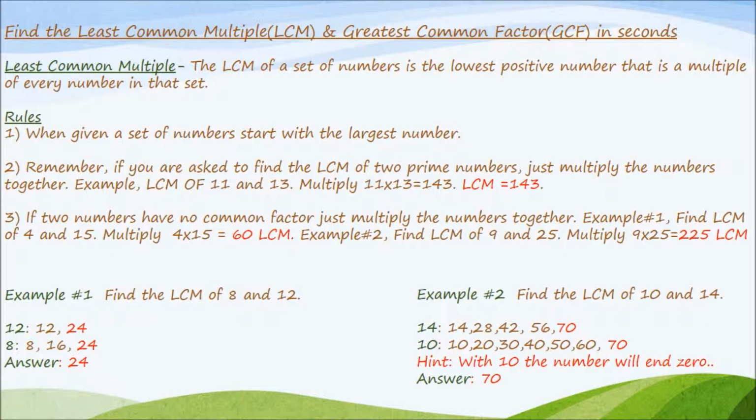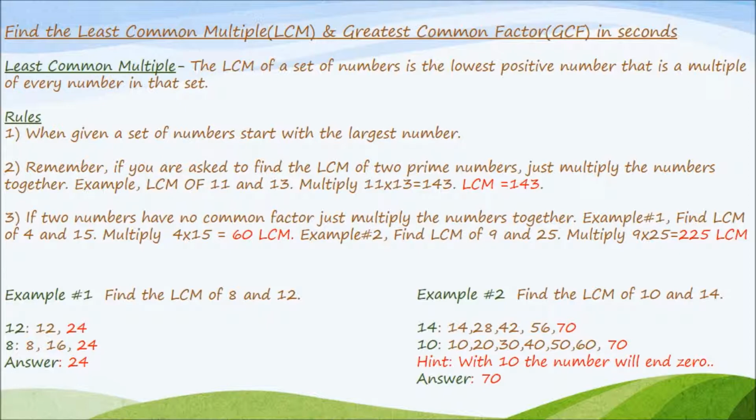Here's today's math tip: how to find the least common multiple, also known as LCM, and the greatest common factor, also known as GCF, in seconds. The least common multiple of a set of numbers is the lowest positive number that is a multiple of every number in that set. Here are the rules. Number one, when given a set of numbers, start with the largest number.